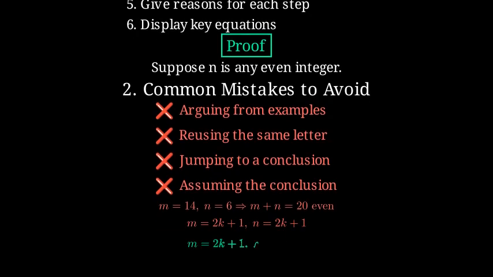Here is the variable confusion mistake. If we say m equals 2k plus 1 and n equals 2k plus 1, we accidentally forced m and n to be equal. We must use different letters like k and j instead.